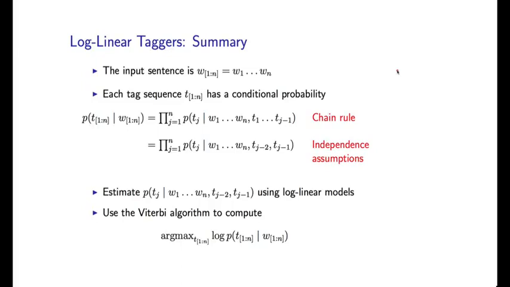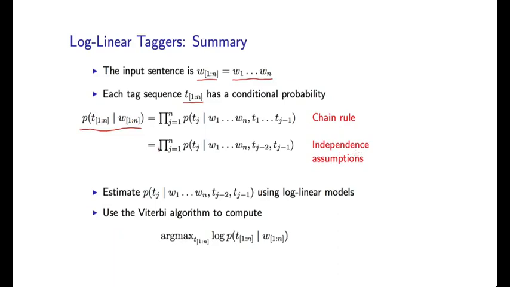So here's a quick recap of how log linear models were applied to the tagging problem. Remember we used this notation W1 colon n to refer to an input sentence, W1 through Wn. And similarly, T1 colon n is a tag sequence. The first critical idea was to define the conditional probability of any tag sequence T1 to n conditioned on a word sequence W1 through Wn by first using the chain rule and secondly using independence assumptions.